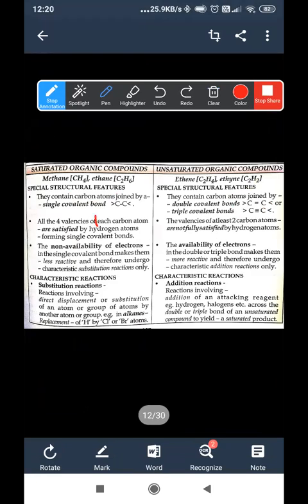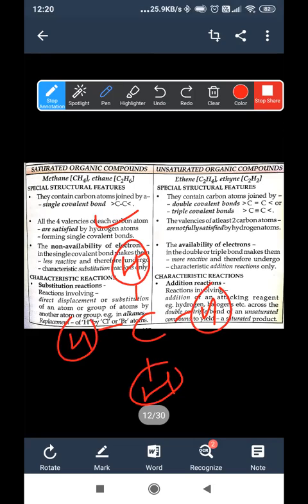Here each carbon is what, satisfied with hydrogen, right now. You can see 4 valency are satisfied with hydrogen. मतलब चारों के चारों कार्बन जो है वो एक दूसरे से क्या है, हाइड्रोजन से जुड़े रहेंगे. कार्बन के चारों वैलेंसी जो हाइड्रोजन जुड़े रहेंगे.